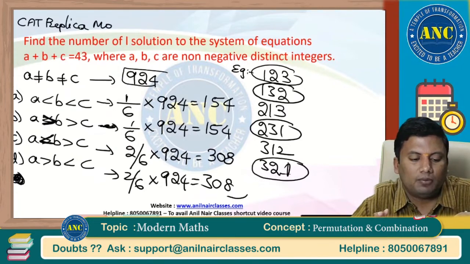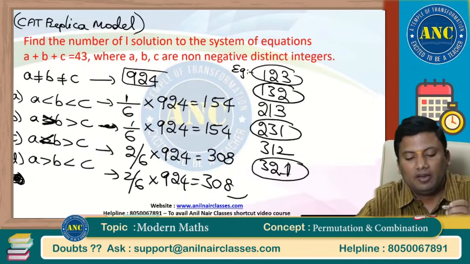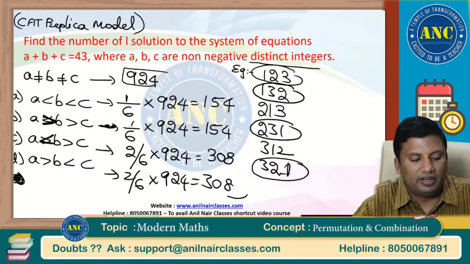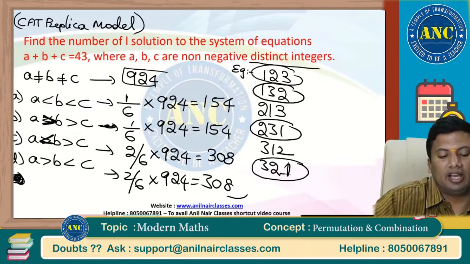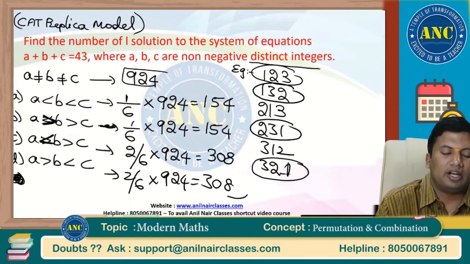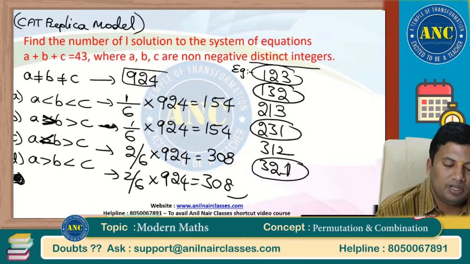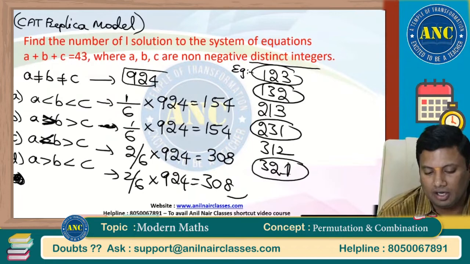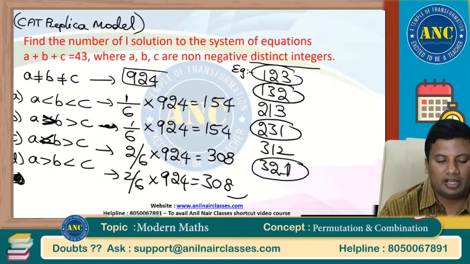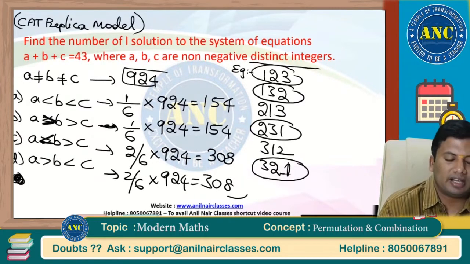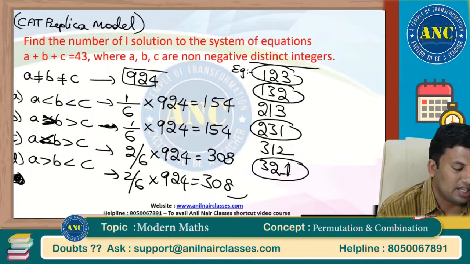Cat replica model: A plus B plus C equivalent to 43. We did it for distinct values. A not equivalent to B not equivalent to C means all of them can be in ascending order, all of them can be in descending order, A less than B greater than C, or A greater than B less than C.